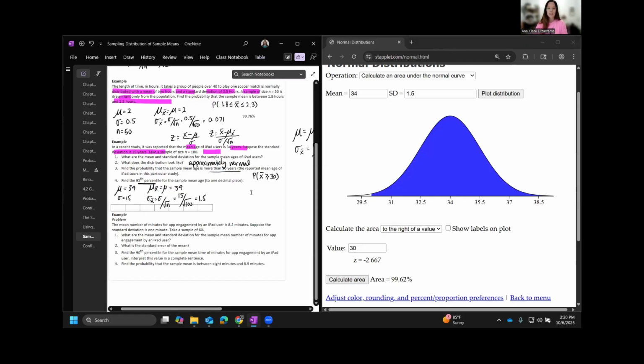So this makes sense that it's 99.62%. So how would I say that? I would say that the probability that the sample mean age is more than 30 years old is 99.62% for iPad users.